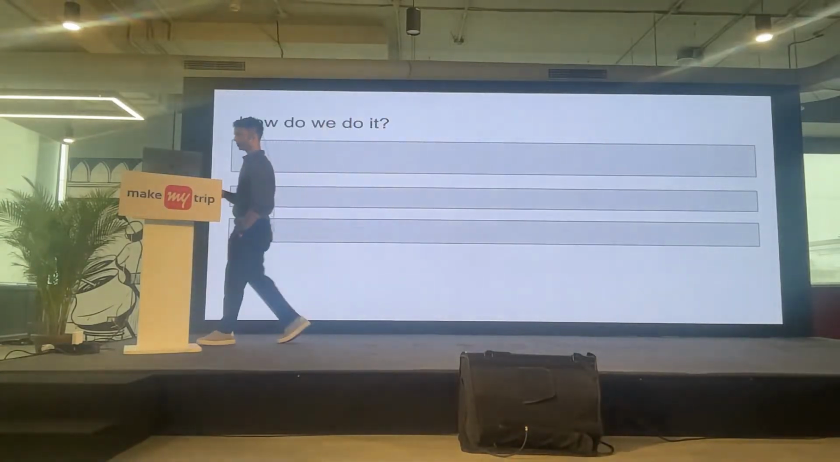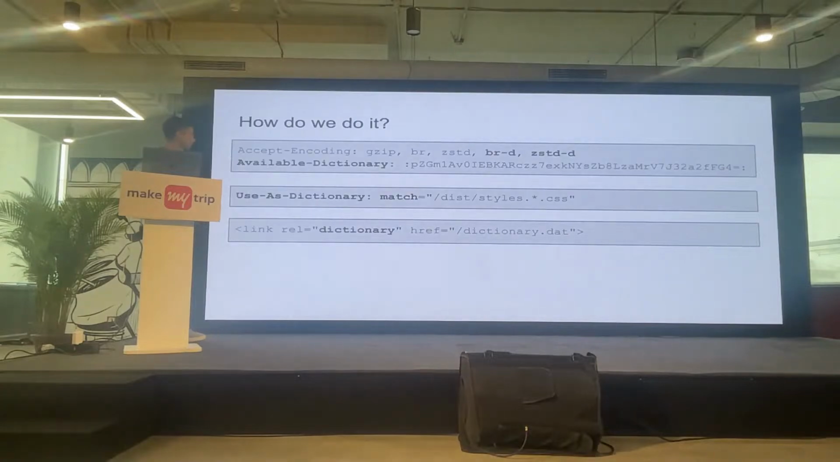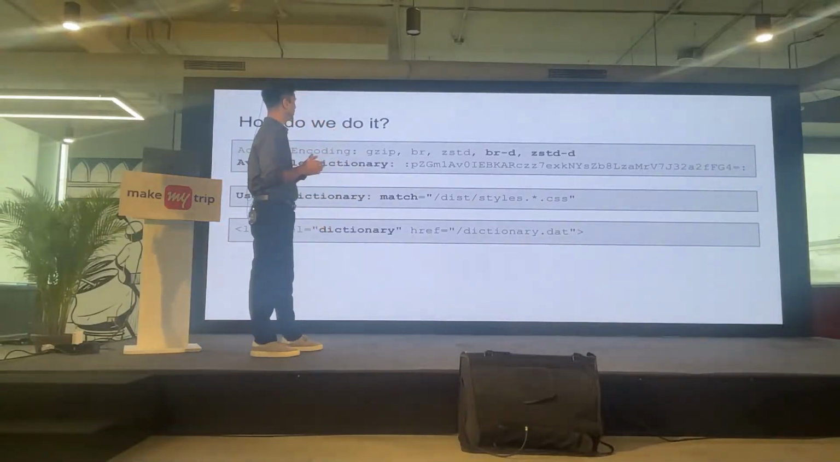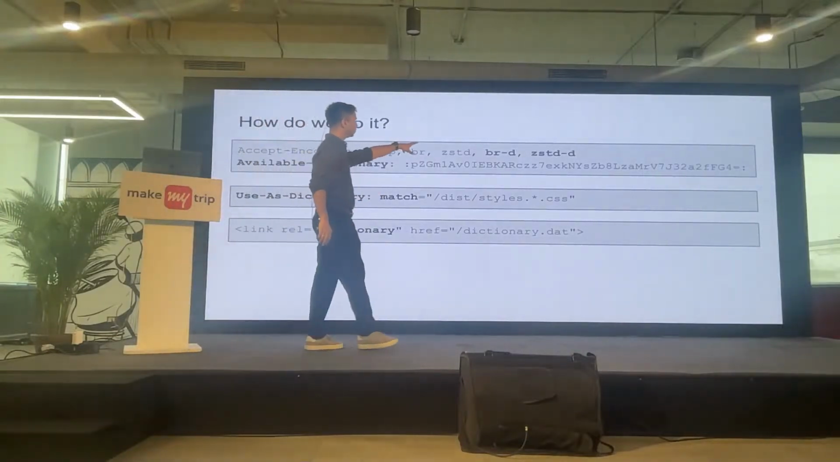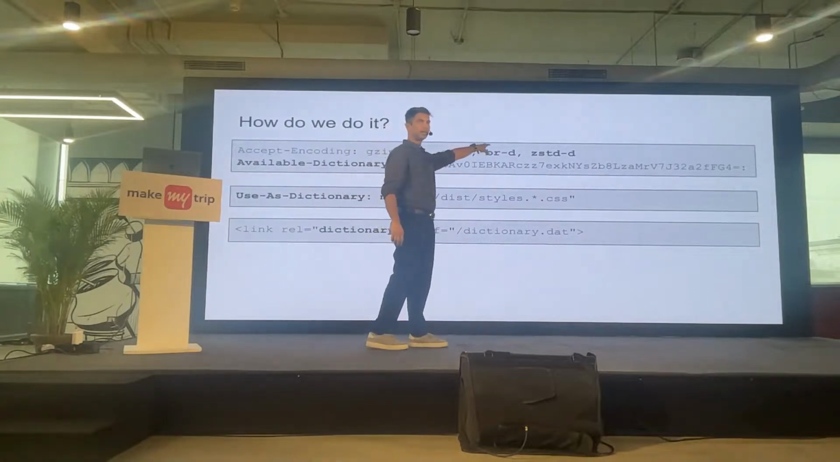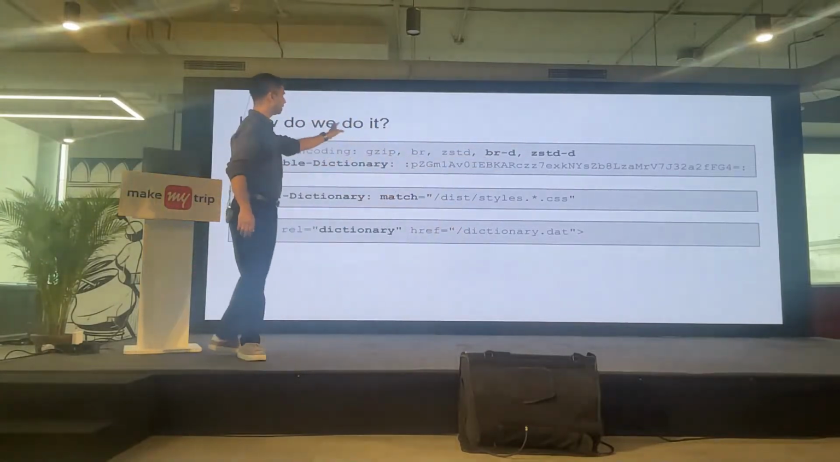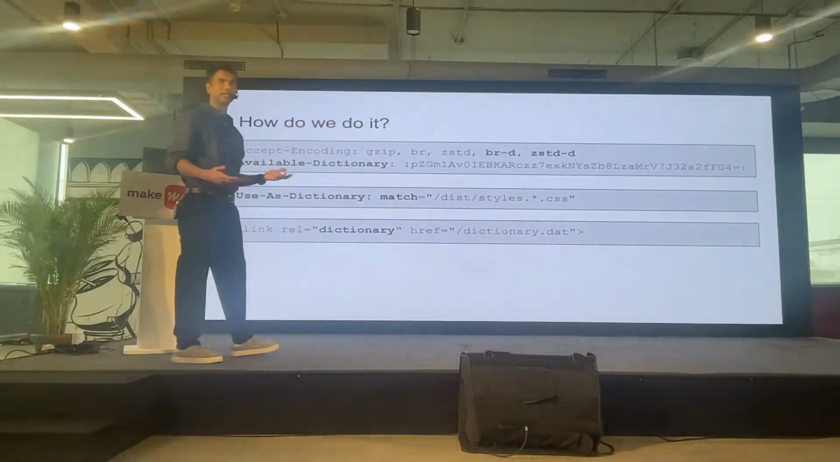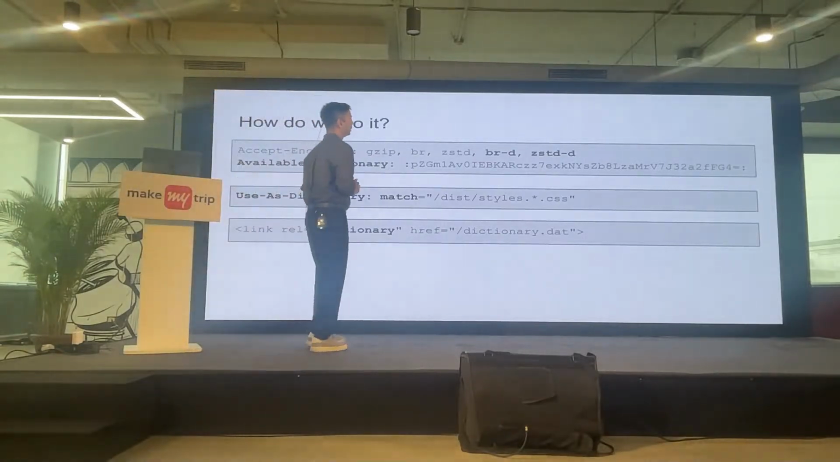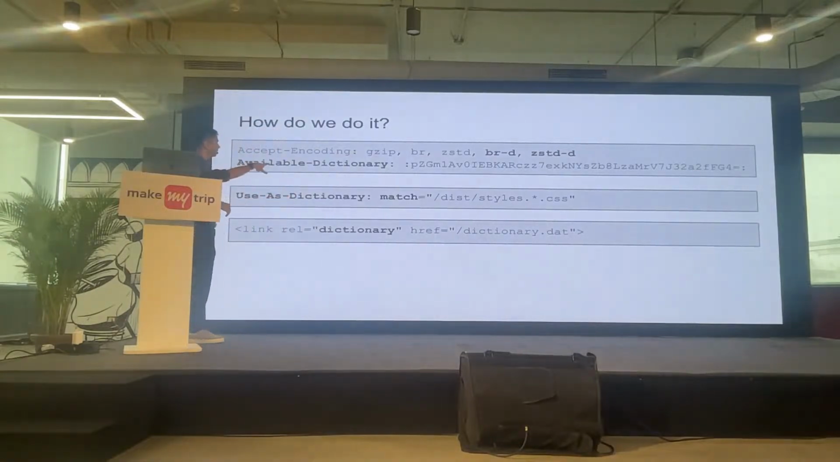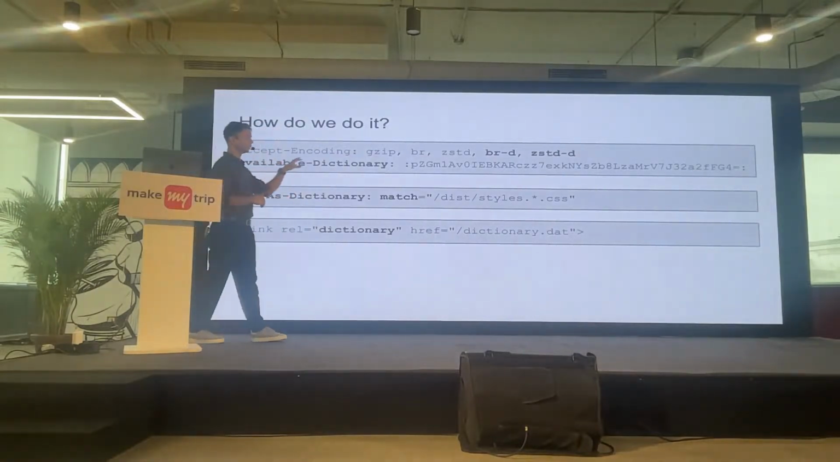So what are those headers? Let's quickly look into it. I think all of us recognize accept-encoding. We have been using different kinds of compression strategies all through our life. The two new ones introduced are br-d and zstd-d. Br is Brotli, so Brotli dictionary and Zstandard dictionary are the two new ones that help us.